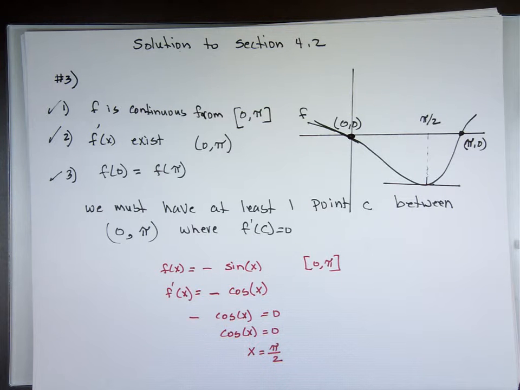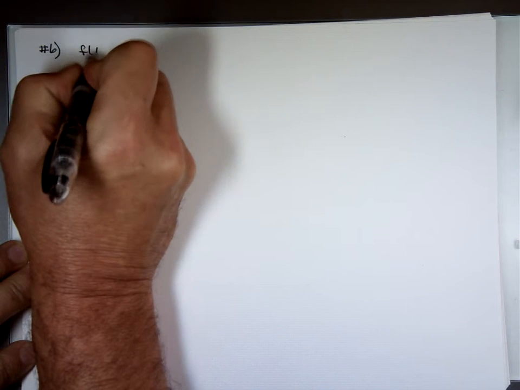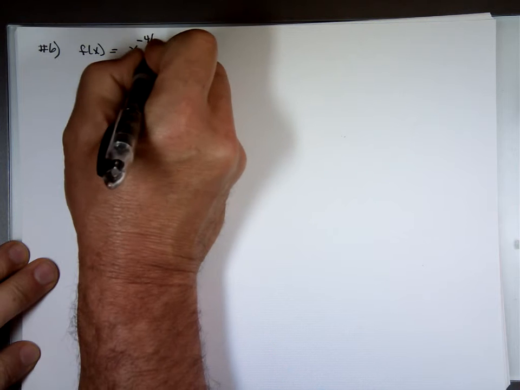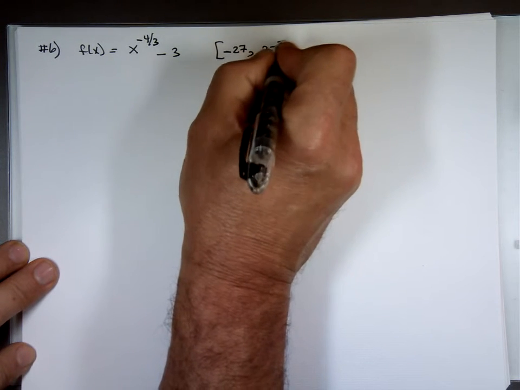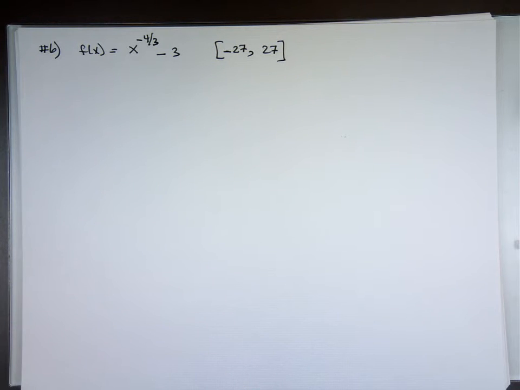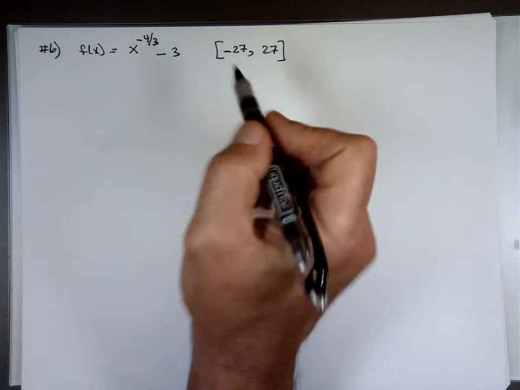That's number 3. Let me see, 6. Can we use Rolle's theorem here? They want to know if we can use it. And if we can, probably in the second part, I'm sure they're going to ask us for the value of C. Okay, Rolle's theorem says the function has to be continuous. Is this function continuous from negative 27 to 27?